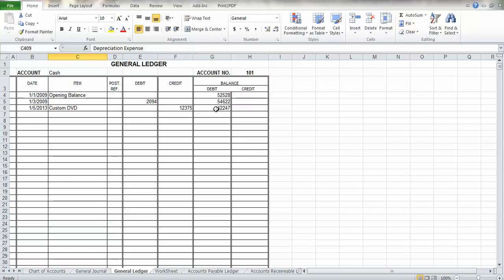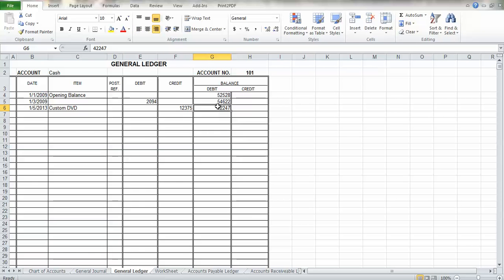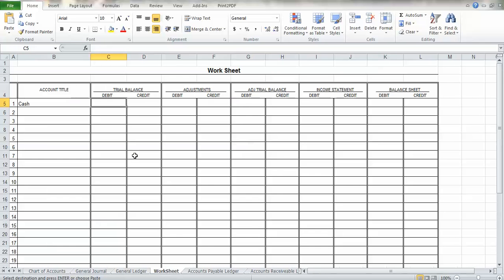Make sure you get the balance before the adjusting entries, right? If there was an adjusting entry that hit cash, there isn't, but if there was one, then I would want to take the balance before the adjusting entry, not after the adjusting entry. So in this case, there's no adjusting entry, and we're going to pretend for this example that we've done everything for cash that we want to, and we're going to go to the worksheet, and our first account is cash, and the amount is $42,247.